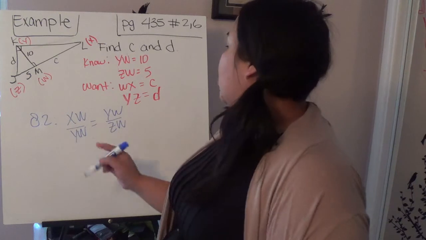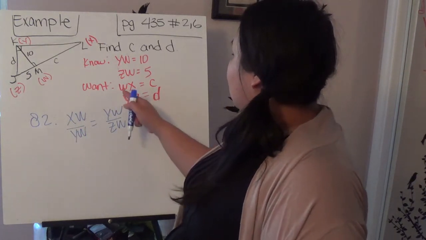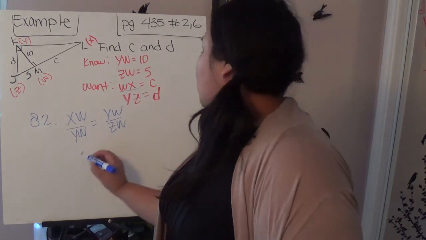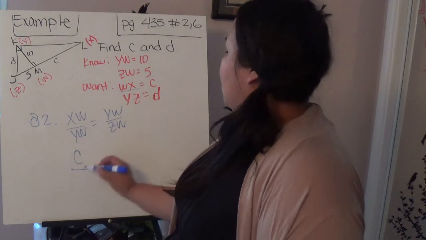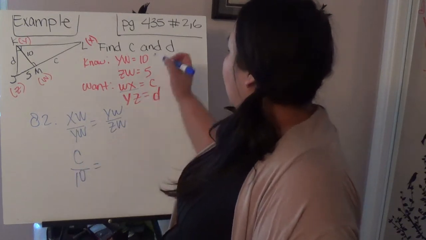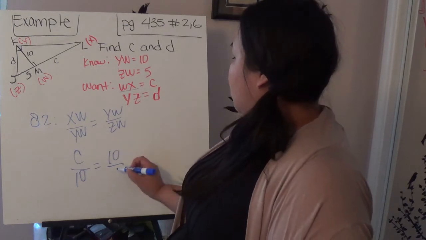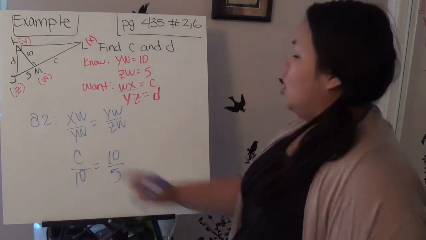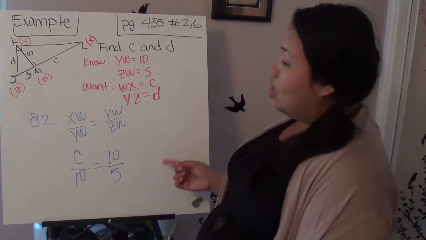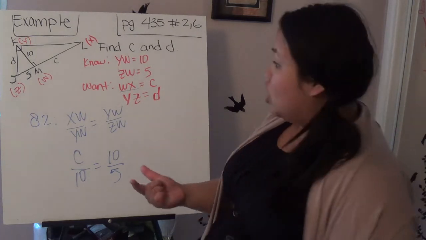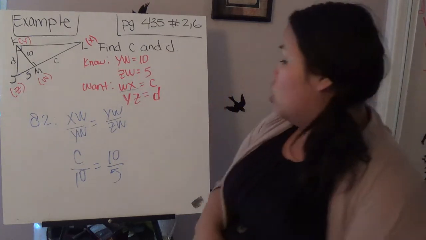So let's just fill it in to check. XW is the same thing as WX, right? Which is C. YW is 10, equals another YW, which is 10, over ZW, which is 5. So how many are missing? Just one variable missing. And you see how the geometric mean comes in handy, because if this was another proportion and I only had two, I would not be able to solve any of them. So it comes in handy.